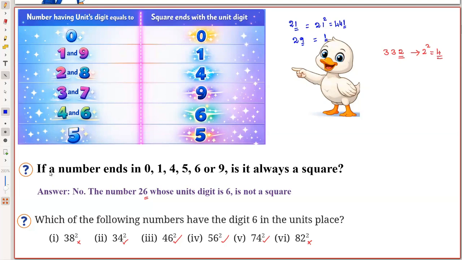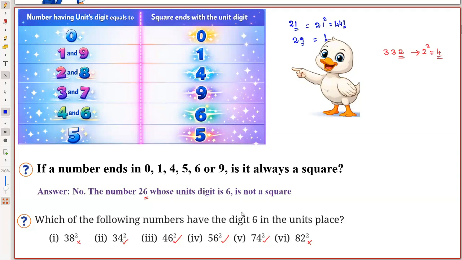Okay, now here, if a number ends in 0, 1, 4, 5, 6 or 9, is it always a square number? No. Why? Because 26 has unit digit 6 but it's not a perfect square number. Okay, they have given some numbers to identify.